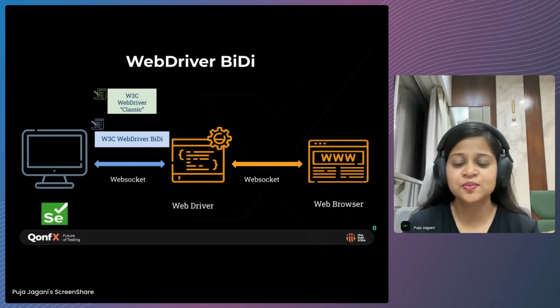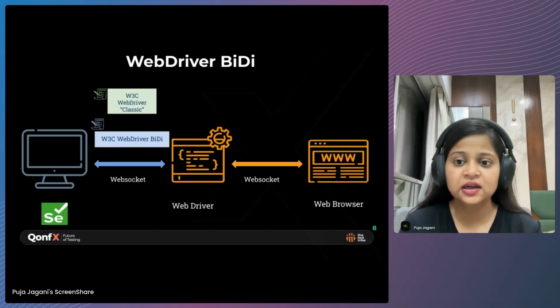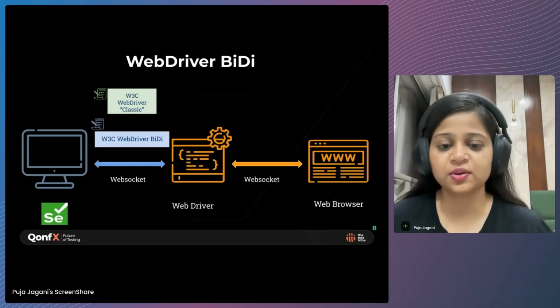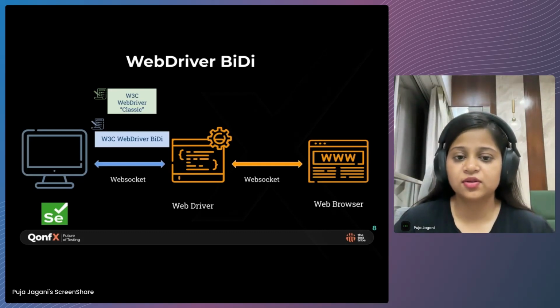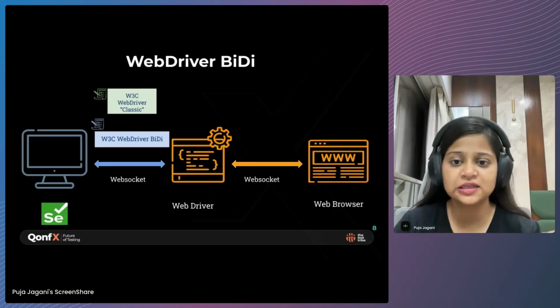It's an executable. So for Chrome, you would have a ChromeDriver. For Firefox, you would have a GeckoDriver. Each browser has its own driver. And your framework like Selenium, or anything that's based on the WebDriver protocol, will then talk to this WebDriver executable, which then will go talk to the browser. So for WebDriver Classic, it was using an HTTP protocol to do it.